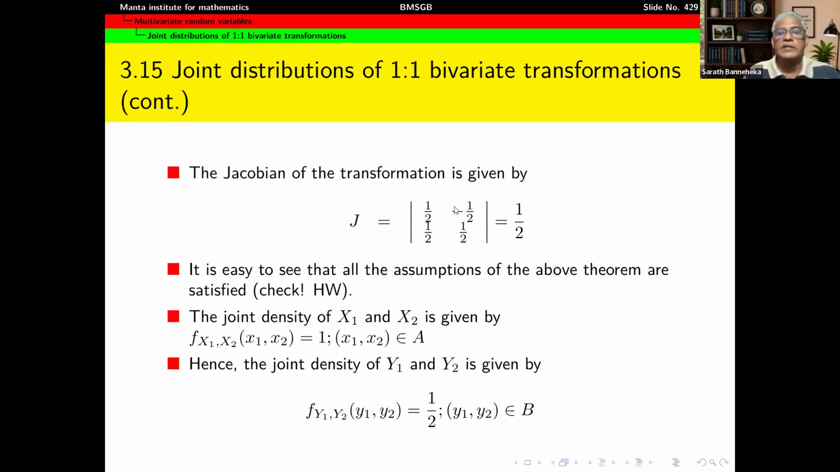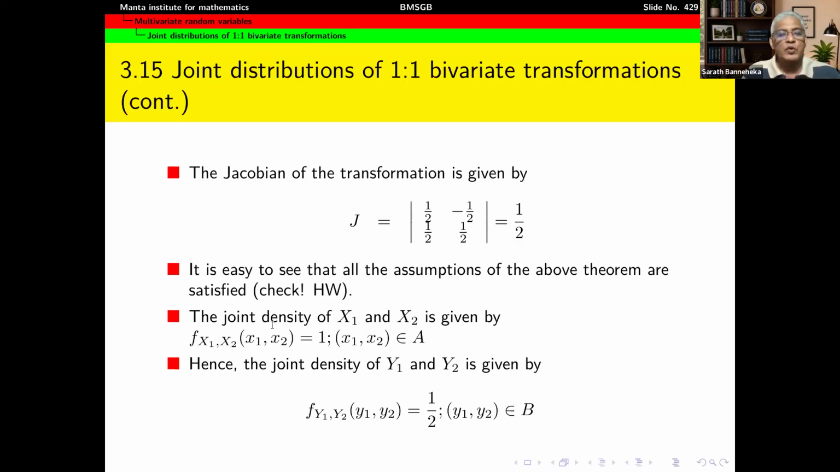Now you want to look at the determinant. The determinant is going to be this times this minus this times that. So that will be 1 half. That is positive. Otherwise, if it was negative, then you'll have to take the absolute value of that. So all the assumptions are satisfied.